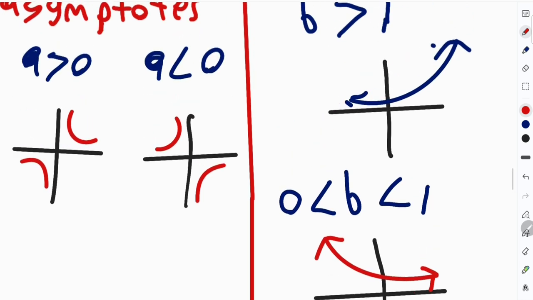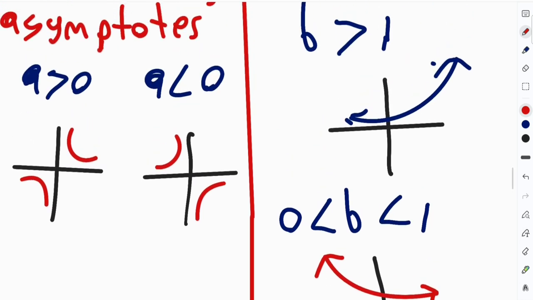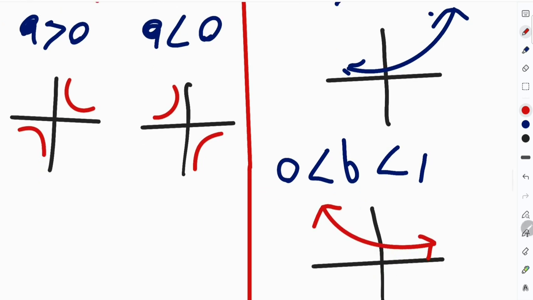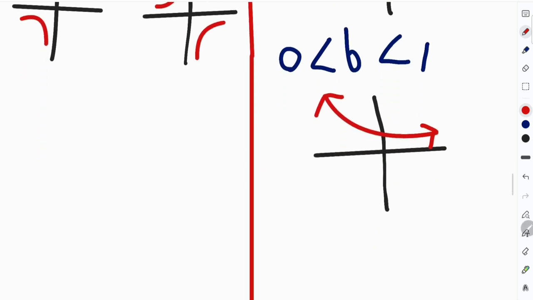So if the value of b is greater than 1, meaning 2, 3, 4 going that way, then this will be the shape of your graph. But if it's between 0 and 1, which means 0.5, your half, 1 over 4, 1 over 3, all those, then it will be in this way.